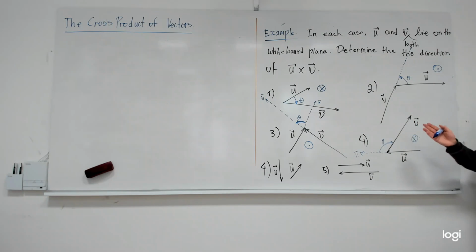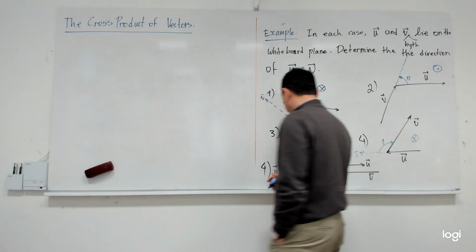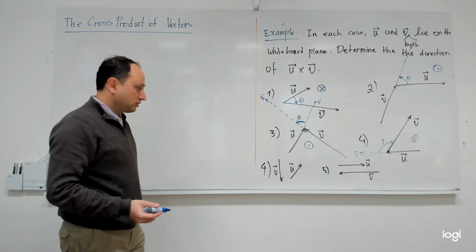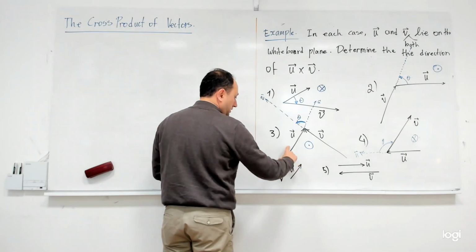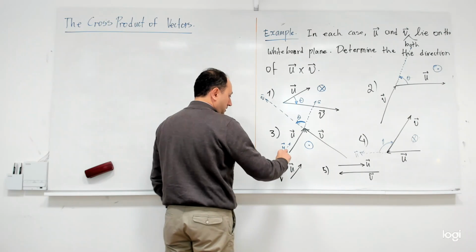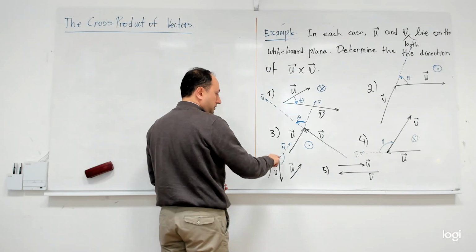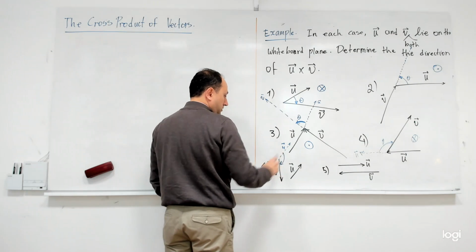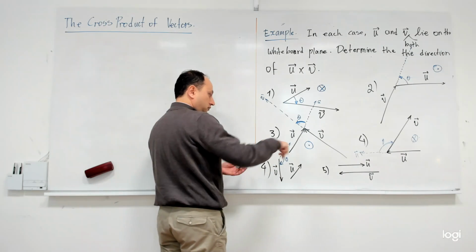Understandable? Everything? And what about this scenario? Also inwards. It's also inwards, because if I parallel transport it here, then this would be the angle between the vectors. I have to rotate it in a way that turns U into V, so it becomes in this direction. So that becomes inward, yes?